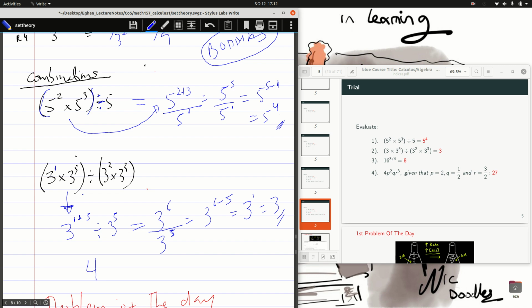P is giving us 2 square. Q is giving us 1 over 2. And then R is giving us 3 over 2 cube. What do you do? Let me use a different ink here just to differentiate what I'm doing. Okay, so it says 4 times P, giving us 2 square, times Q, which is 1 over 2, times R, which is 3 on 2, but R is raised to the power cube.